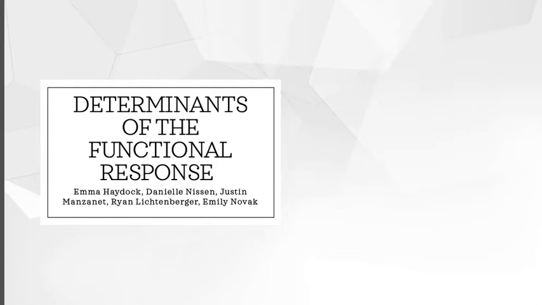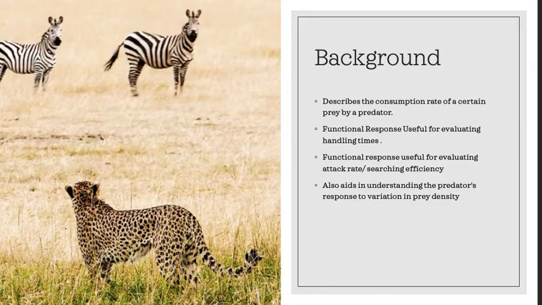Functional response is a very important tool to use for ecologists. Functional response is used to demonstrate the relationship between the density of the prey population compared to the number of prey consumed by the predators.